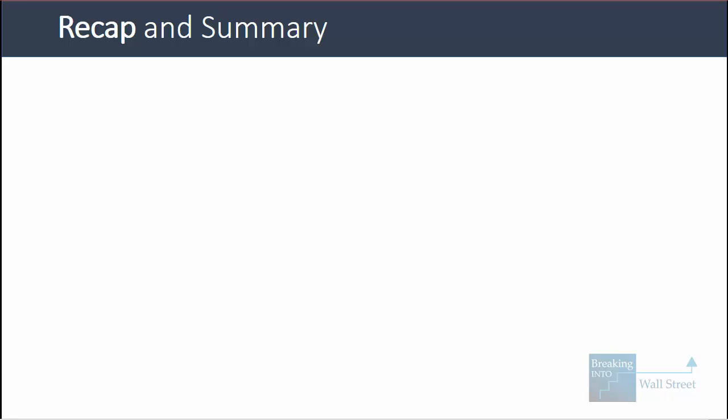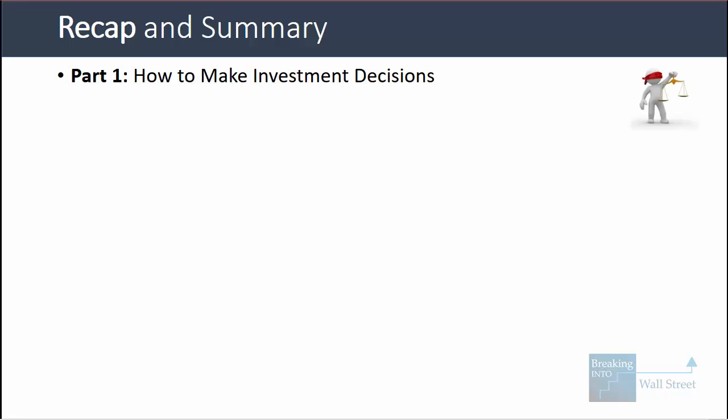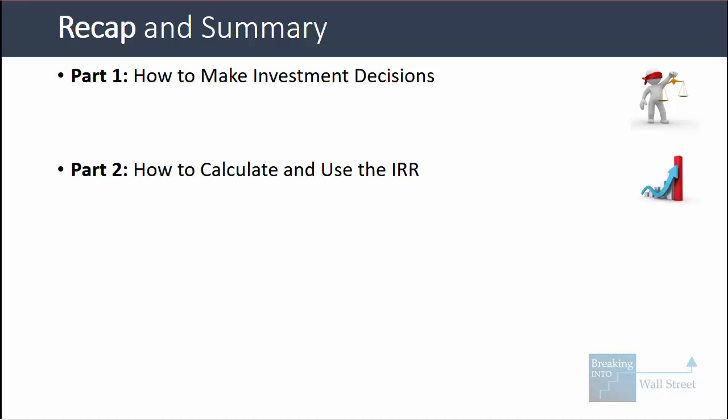Let's do a quick recap and summary. In part 1, we went through how to make investment decisions, compare the present value of a series of cash flows to the asking price, or look at the potential returns and compare it to the opportunity cost. If the asking price is below the present value, you want to invest, and if the potential returns exceed the opportunity cost, you also want to invest. You learned how to calculate and use the IRR using the built-in Excel function, which is highly recommended in this case, and how to interpret it.